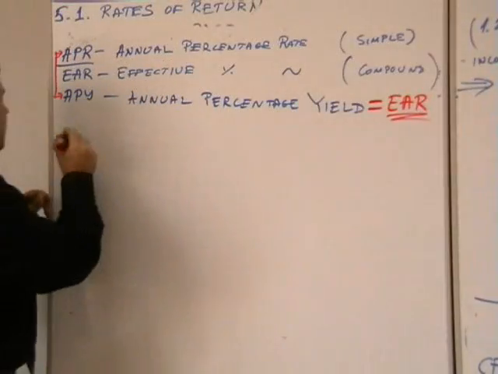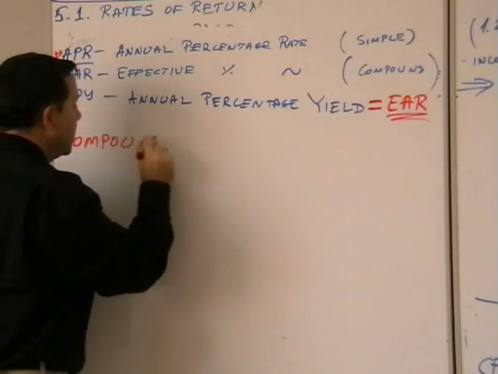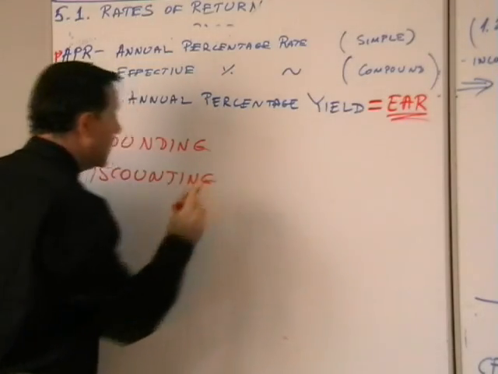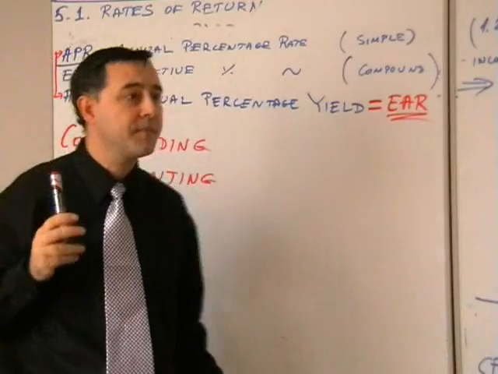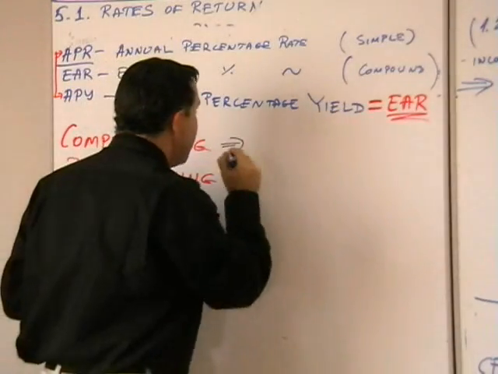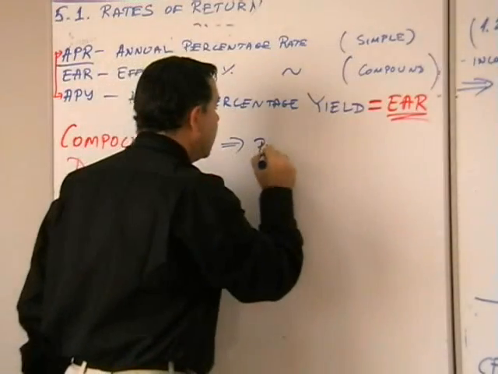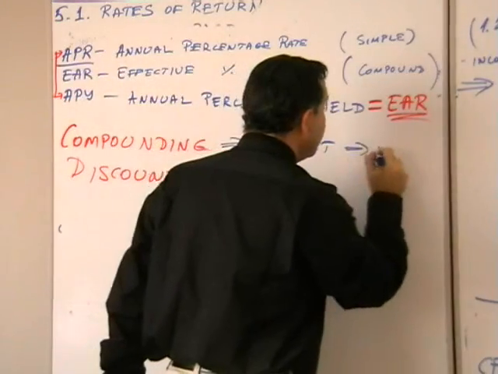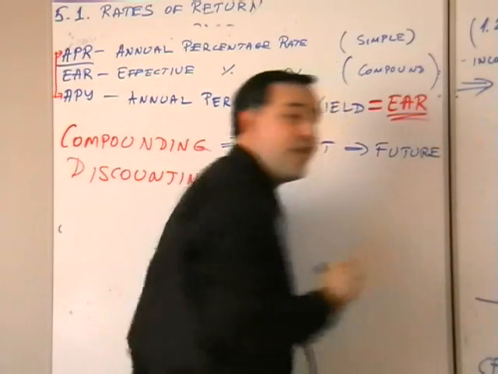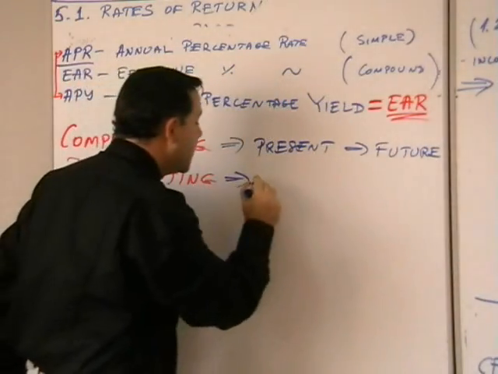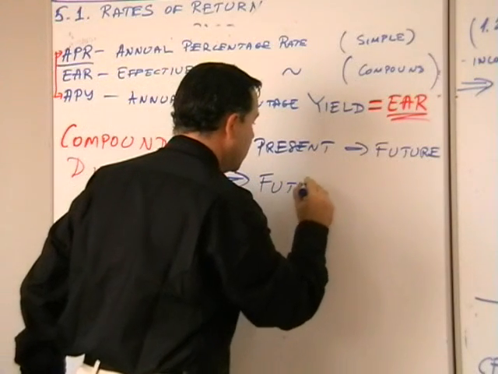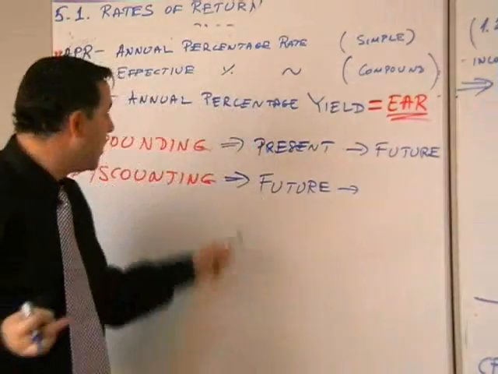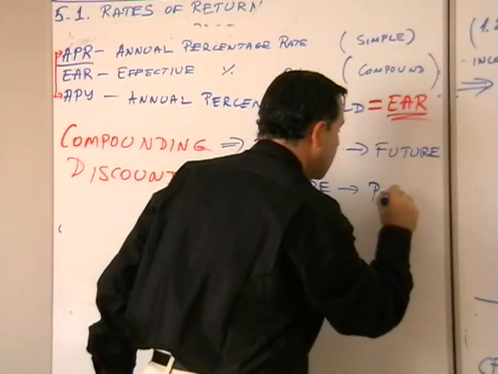Okay, let's try this. Let's clarify between compounding and discounting. What is the difference? Compounding takes present values and converts them to future values. And discounting is the opposite. It takes future cash flows and converts them to present.